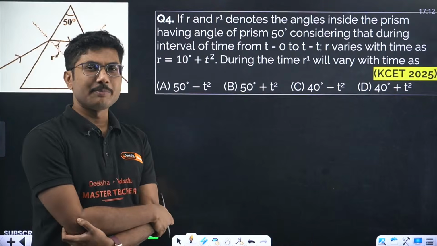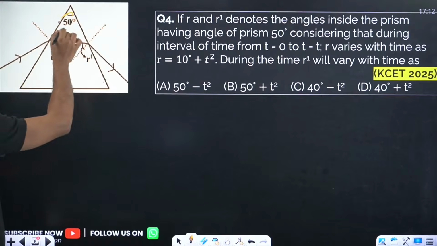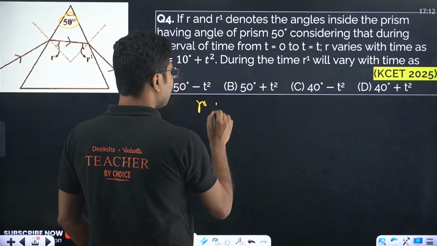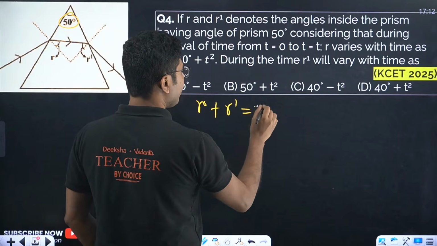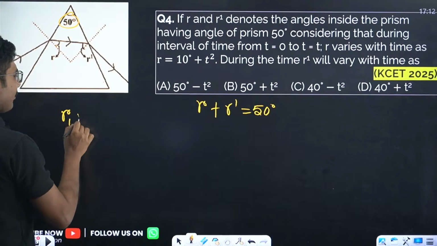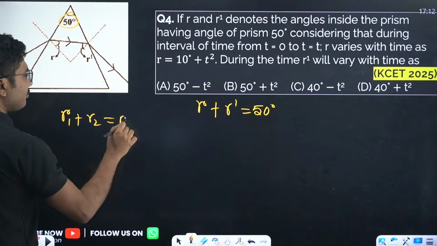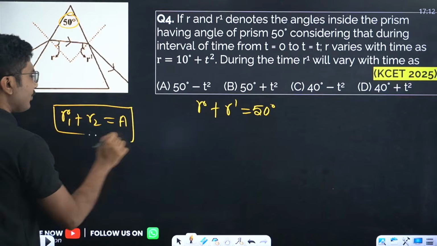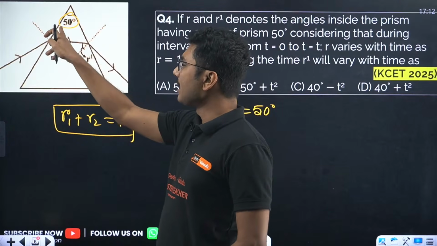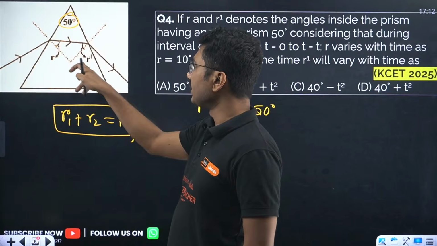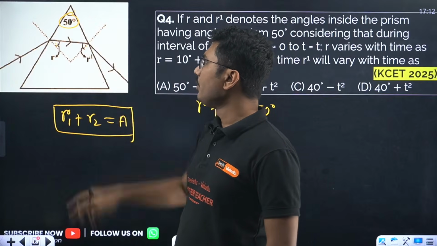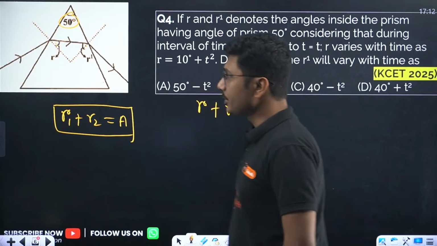What is the relationship between the angle of prism and the refractive angles? The relation is that R plus R1 equals 50 degrees. Always remember, for a prism, R1 plus R2 equals the angle of prism. It can be proven using geometry. If you take these angles and the incident angle correspondingly, and if you take this rectangle, you can show that the sum of these two angles is equal to the angle of the prism.